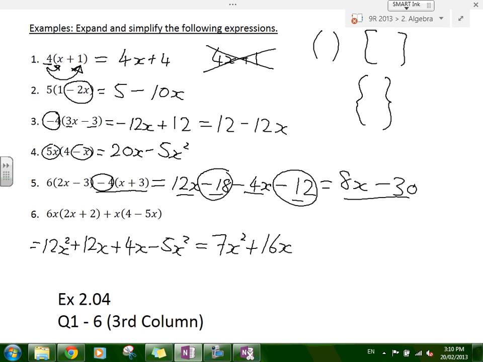Okay, so there. So grin on your face. Like that. Good? Good. Alright? We're good? Alright, so 2.04, 1 to 6, third column.